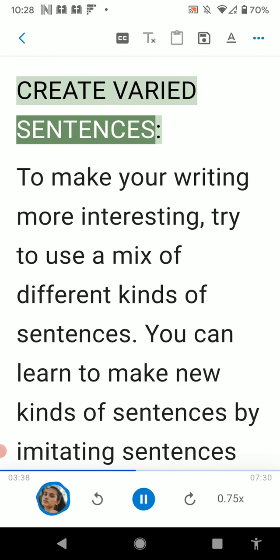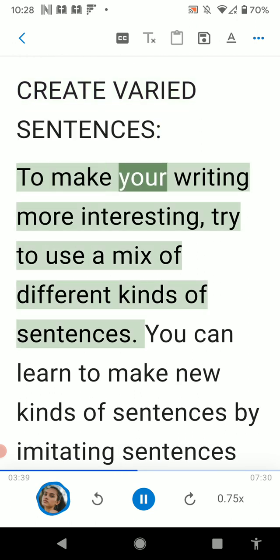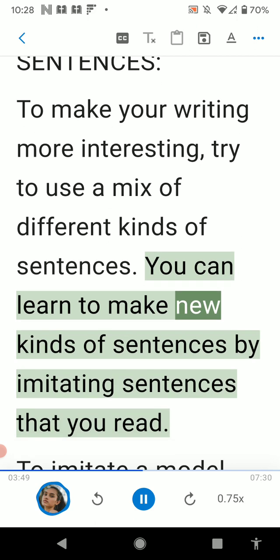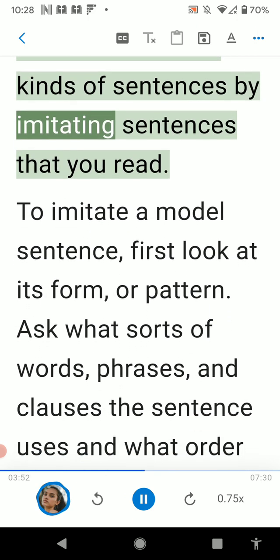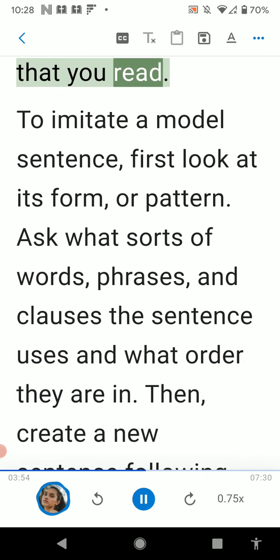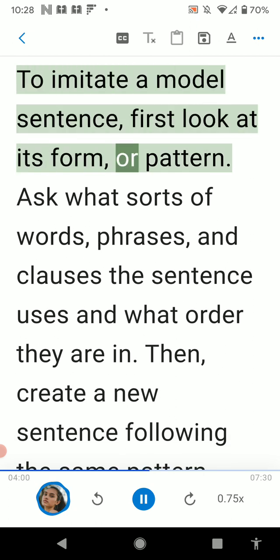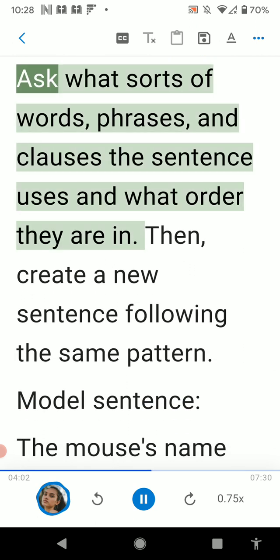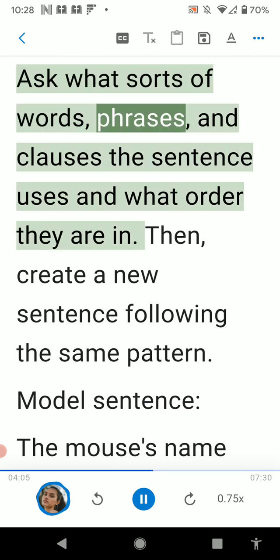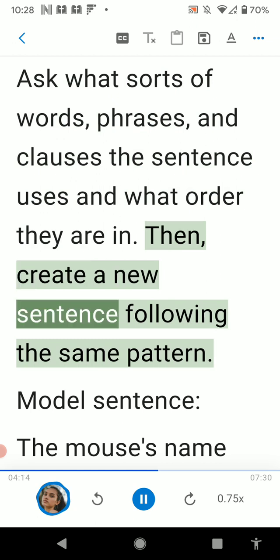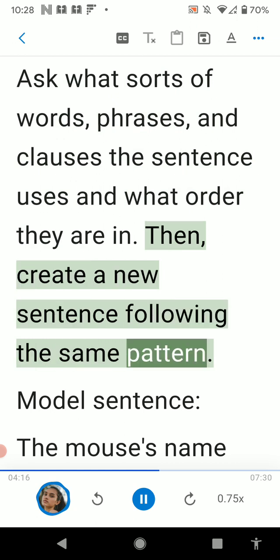Create varied sentences. To make your writing more interesting, try to use a mix of different kinds of sentences. You can learn to make new kinds of sentences by imitating sentences that you read. To imitate a model sentence, first look at its form or pattern. Ask what sorts of words, phrases, and clauses the sentence uses and what order they are in. Then, create a new sentence following the same pattern.